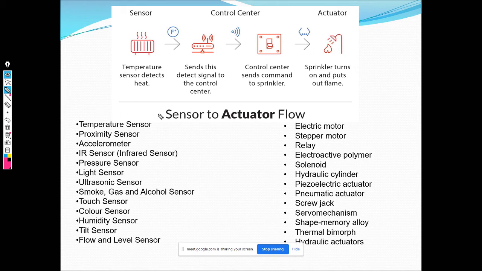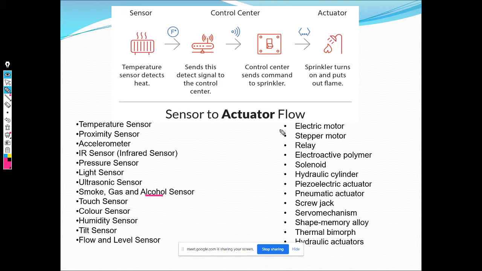Some examples of sensors and actuators are as follows: temperature sensor, proximity sensor, accelerometer. There's a big list. There's a color sensor, humidity sensor, and lots of things. Alcohol sensor, I think you must be aware of this, where you check the alcohol content in someone. You blow onto some device, and the meter shows you how drunk the person is. So there are lots of sensors involved.